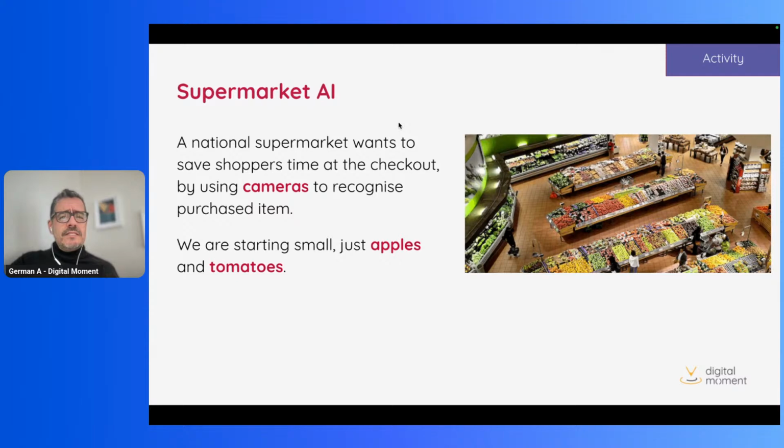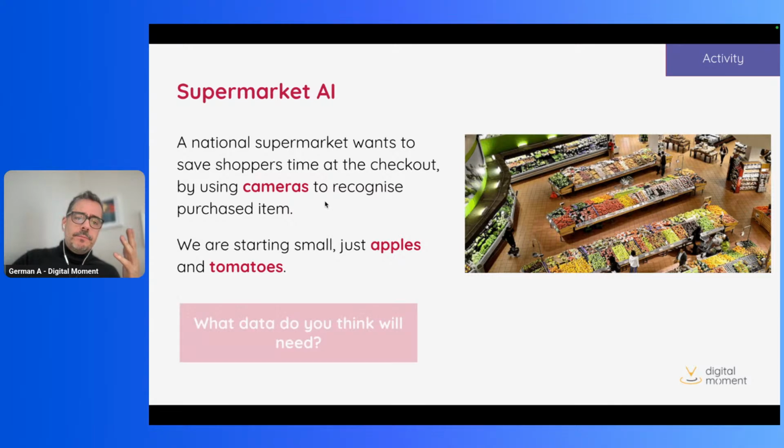Because we're getting started and it's a proof of concept, we're going to start just with apples and tomatoes. So the cameras are going to recognize when somebody picks up an apple or a tomato and walks out of the store. And then we're going to build them. That is the goal. How are we going to do that?